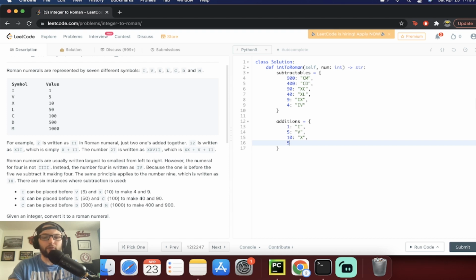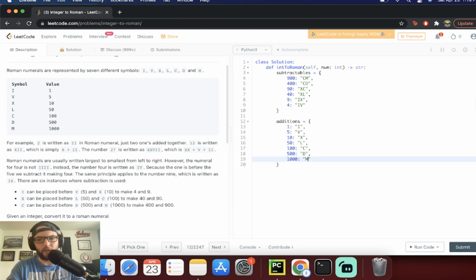This is like really pissing me off here. L equal to 50. You have C. I keep wanting to do it the opposite way. I apologize for that. C. You have 500 equal to D. And then you have 1000 equal to M.